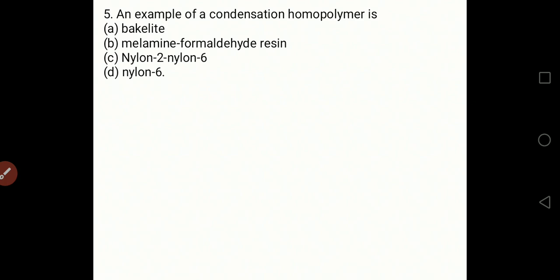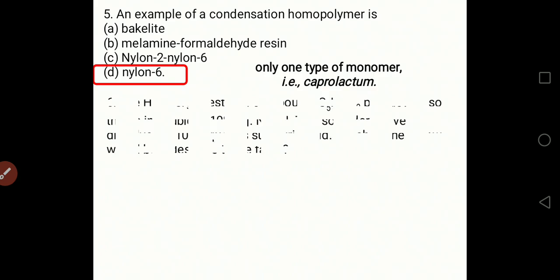C. The next question, fifth one, an example of condensation polymer, very simple one. They are asking for a condensation homopolymer. Homo means same, only one monomer should be present, that is caprolactam in the case of nylon 6. So the answer is D.